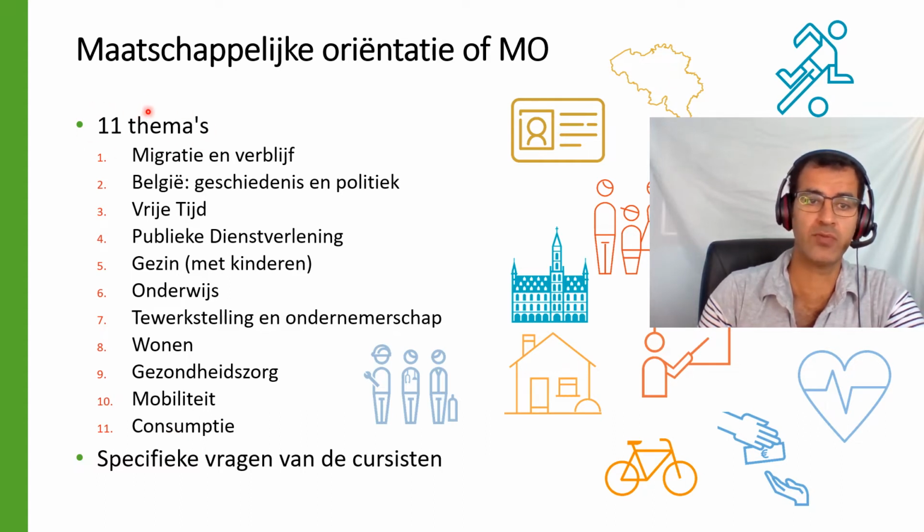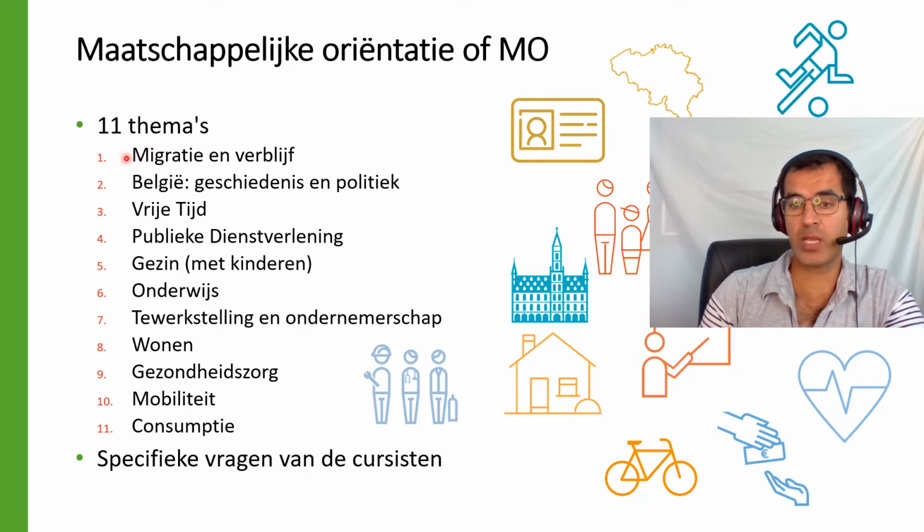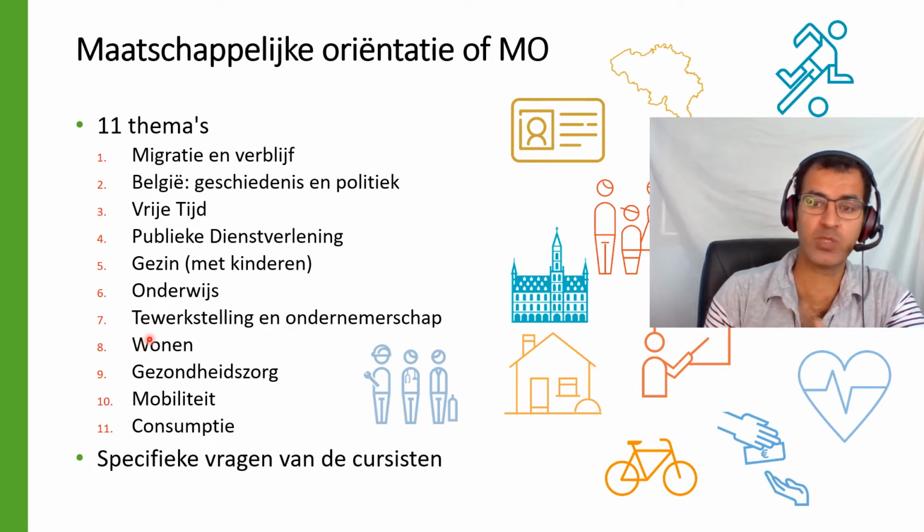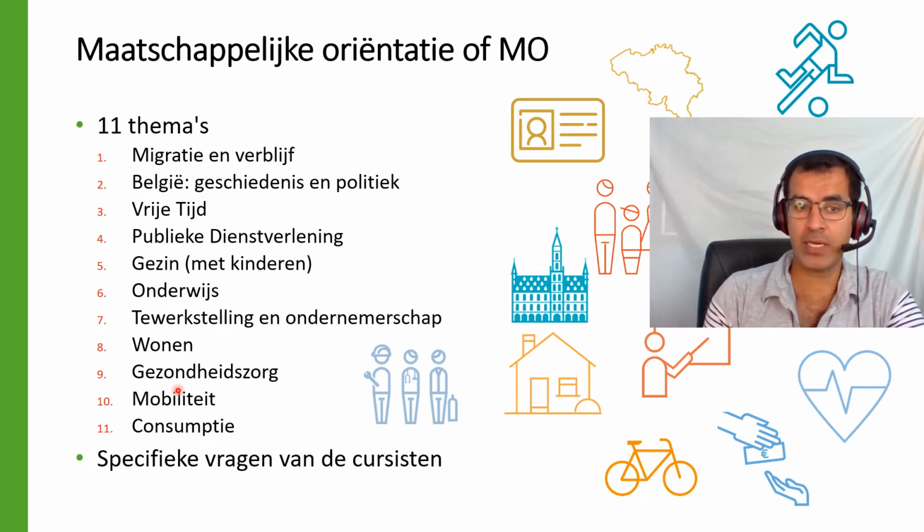Here are 11 topics. Those topics are about, for example, migration and legal stay in Belgium, Belgium itself, history and the political system, free time or leisure time, if you can call it leisure time, the social services and the providers of the social services in Belgium, what those are and what they are doing, a family and family with children, education, work in Belgium in general, housing and the housing system in Belgium, the healthcare and the healthcare system, mobility as well as consumption.